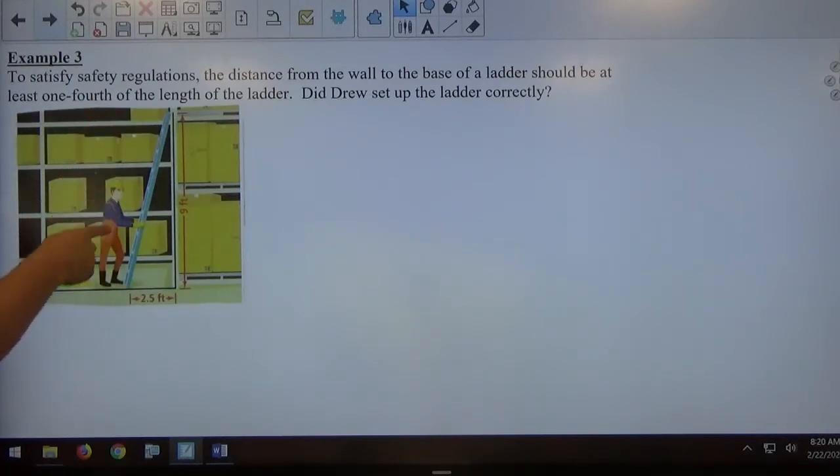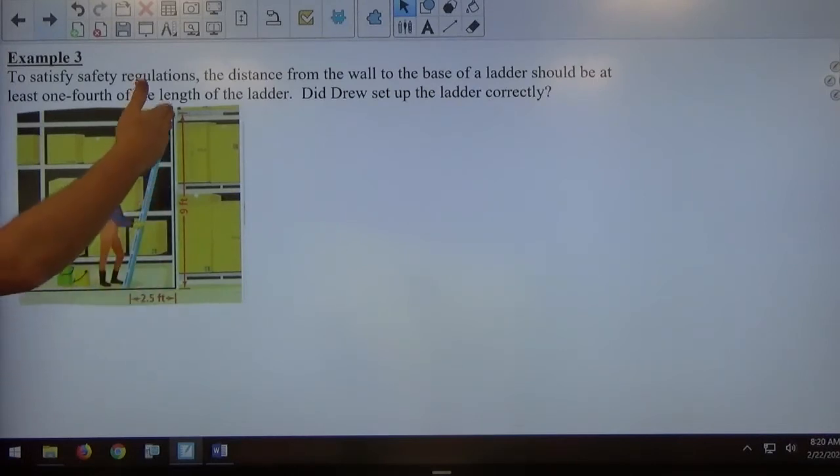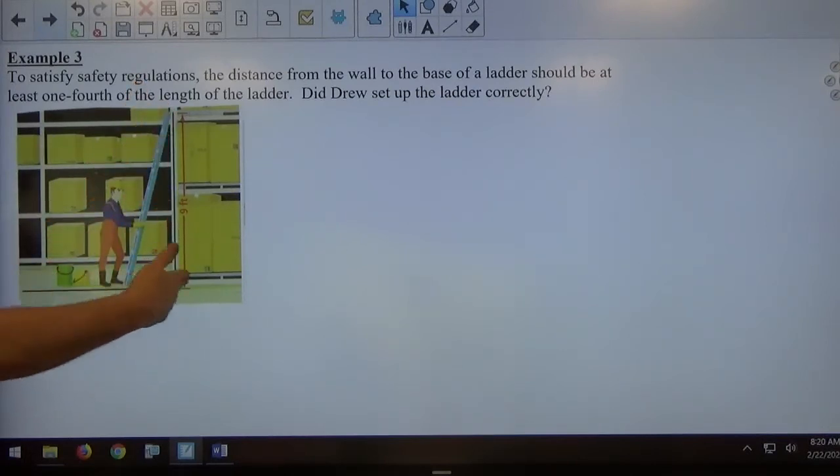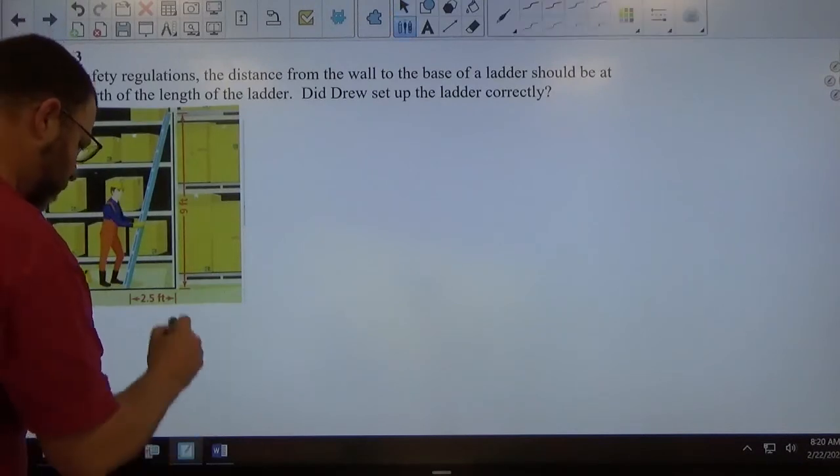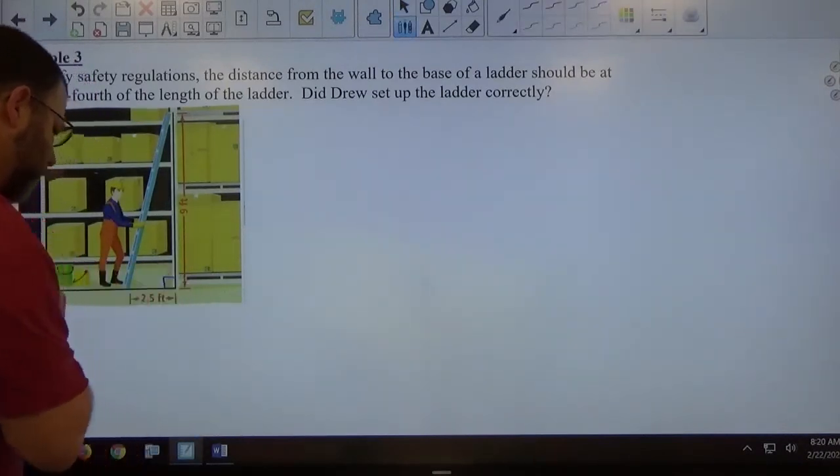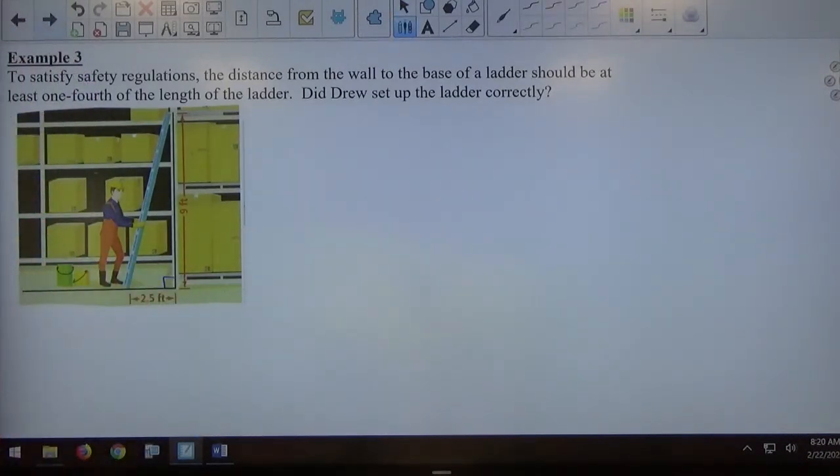So what I want to do is find the length of the ladder, and what we can see here is the wall is creating a right angle with the floor. It's not marked, it should be marked, but let's just pretend it is marked there. So we'll say that the wall is making a right angle with the floor. We'll assume the builders did a good job in building this warehouse.